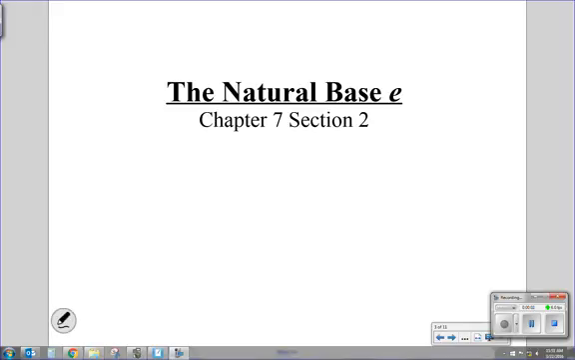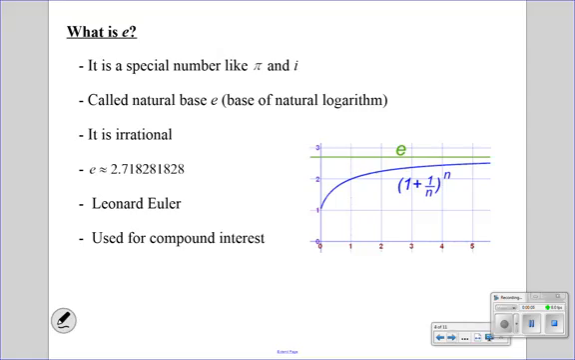Today we're going to talk about the natural base e. The natural base e is a special number, just like pi or i. It's also irrational. It's roughly 2.718281828. Leonhard Euler discovered it. It's used for compound interest.